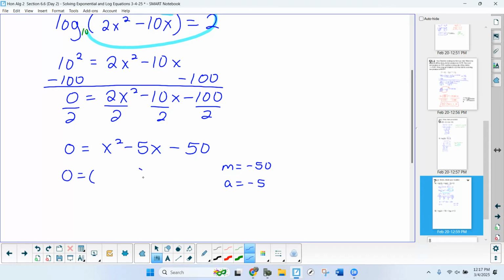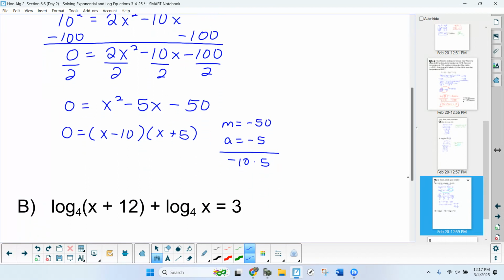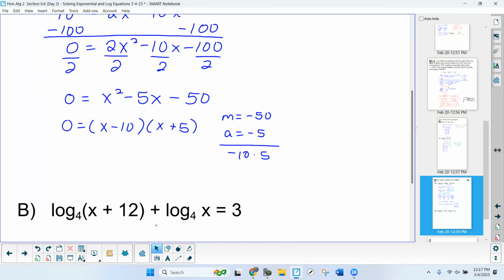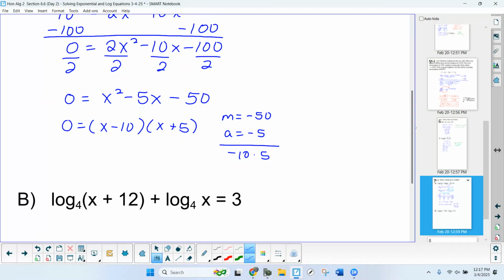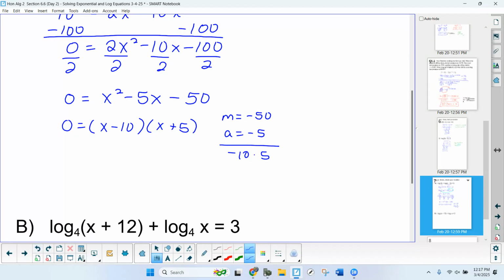What'd you guys come up with? Okay, negative 10, positive 5. Multiply to give me negative 50. Add to give me negative 5. So we're going to write x minus 10 and x plus 5. When I use the zero product property and set each of those equal to 0, what do you guys get? X equals 10. X equals -5.